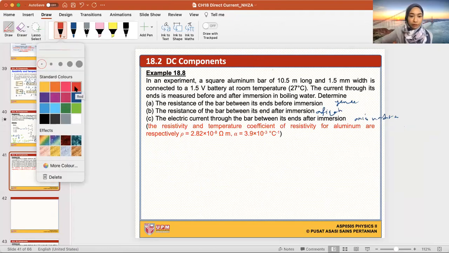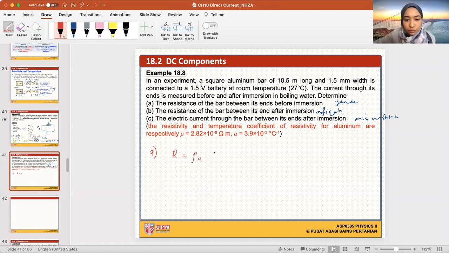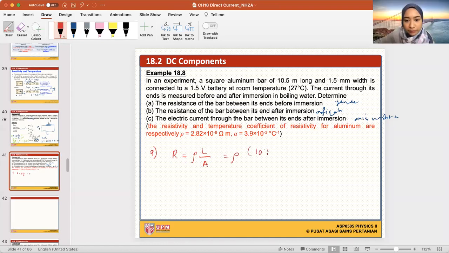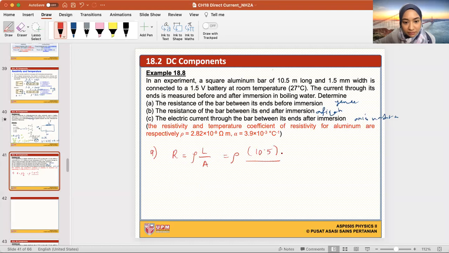Okay, Yan E, what do you have for A? I use the equation R equals rho L over A. And then L is 10.5 meter. Area is 2.25 times 10 to the power of negative 6.